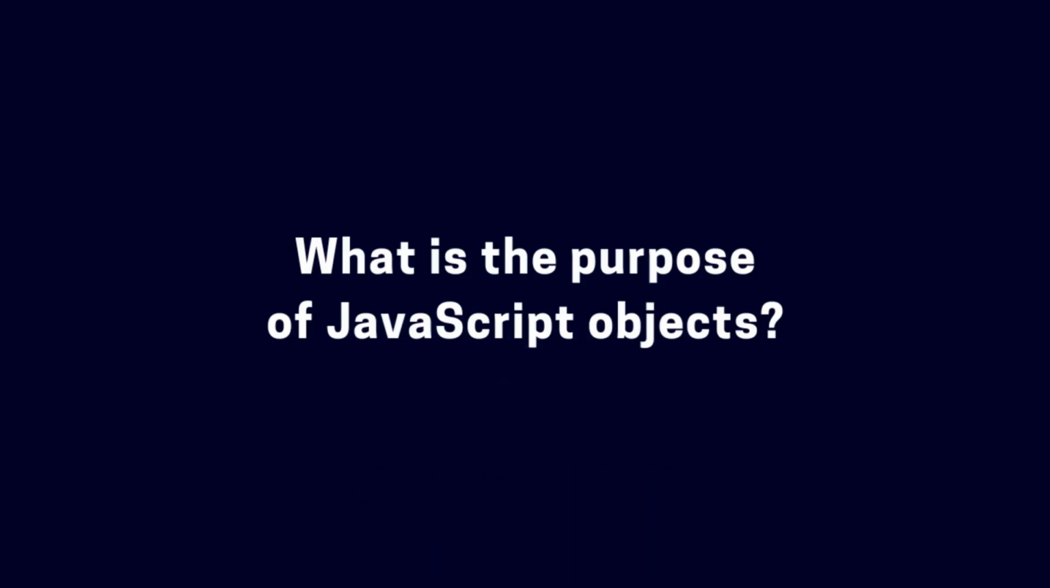JavaScript objects store key-value pairs. Their purpose is to store state and behavior. State is represented by properties, and behavior is represented by functions within the object. When we specify a function within an object, we call it a method.